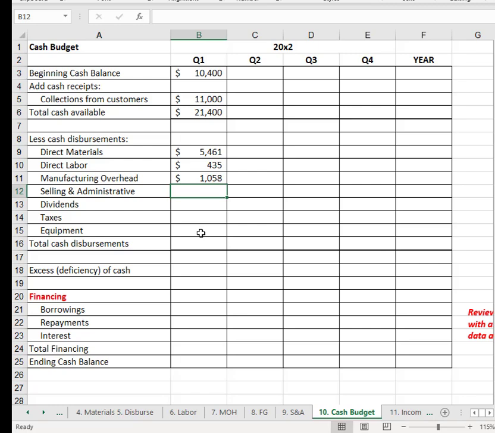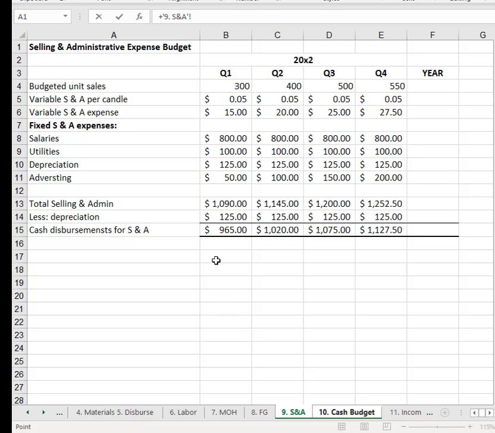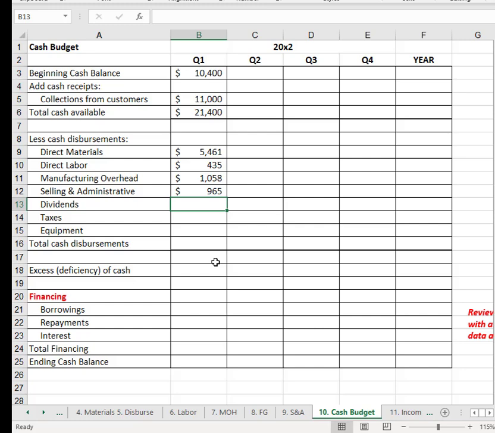Selling and administrative. This is the part, we're going to link to that. This is the part where we had to add back depreciation because it's not a payment. Subtract out depreciation because it's not a payment. So we wouldn't pick total selling and administrative expenses, which is line 13. That's going to go in the income statement because all expenses paid or unpaid go there. But here we would use the disbursements or payments for selling and administrative.